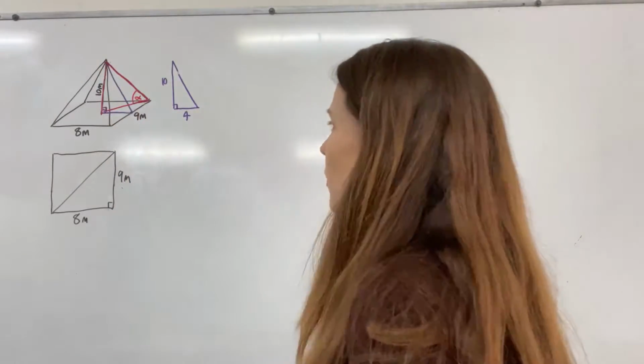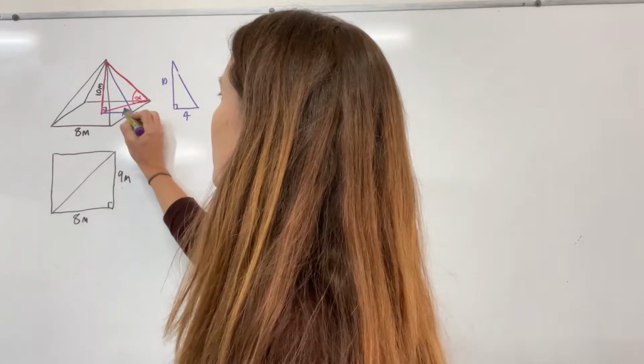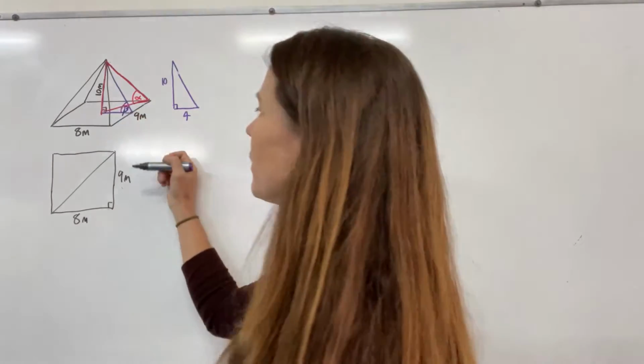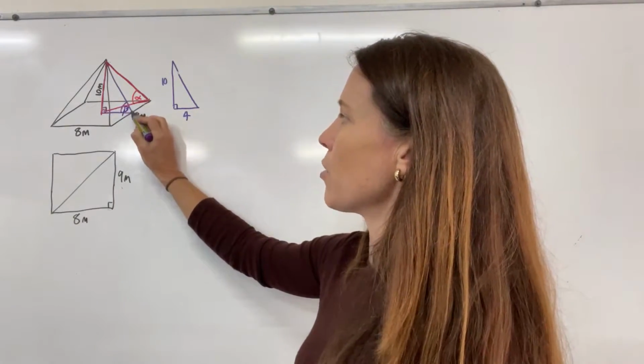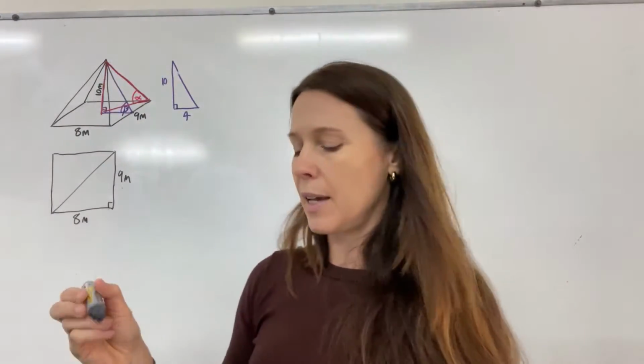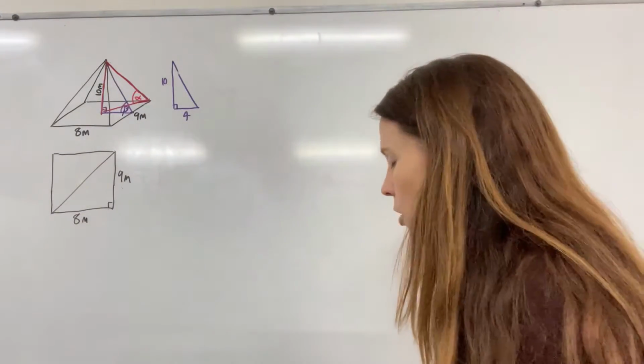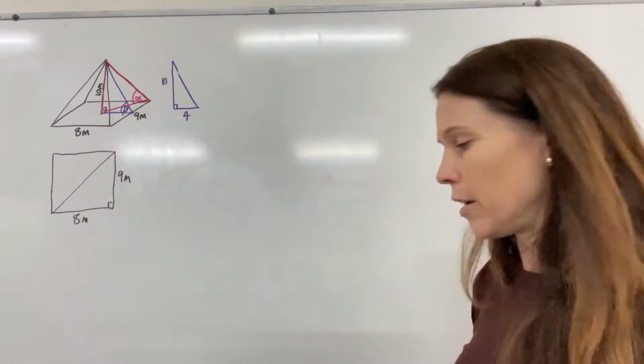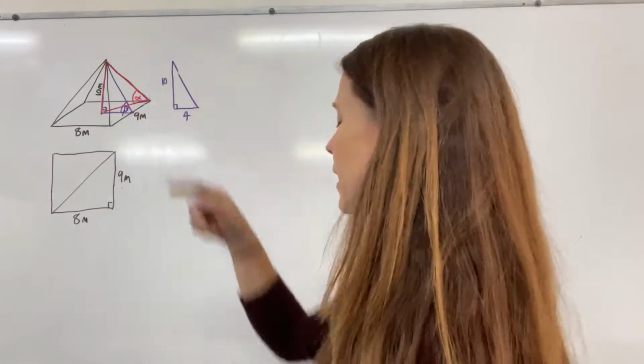But we're also going to find in this purple triangle, this angle here, which I'll call beta, which is the angle from the center of a side to the apex of the pyramid. So what information have I got and what am I going to need? Well, let's look at finding alpha first.